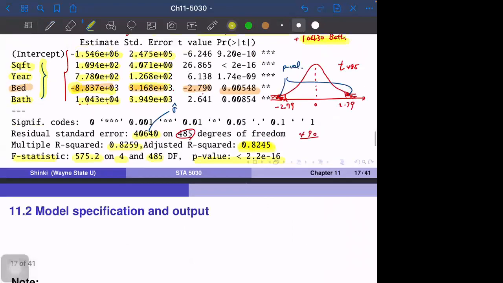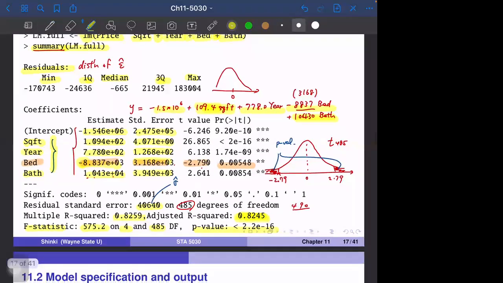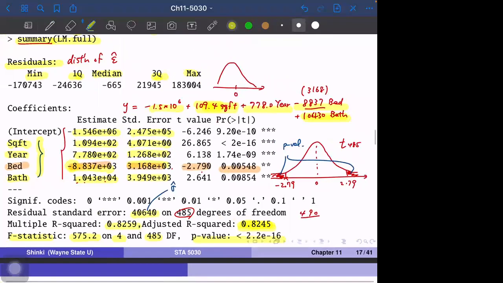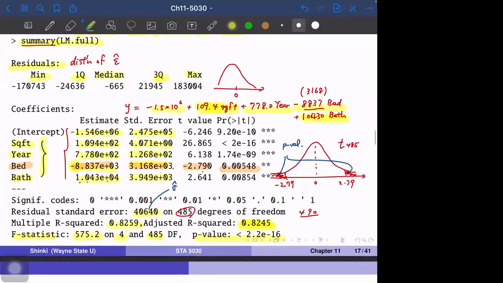So we have to be careful about the p-value and the test result when checking whether these variables are useful. And we have to be careful about exactly what the null hypothesis and the alternative hypothesis are.